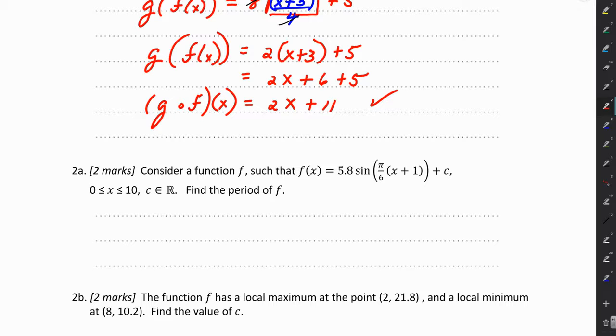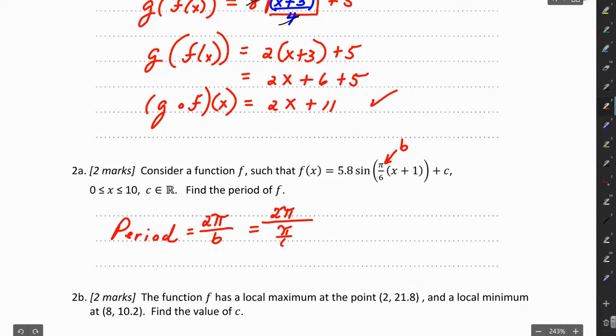Consider a function f, and we have the function, and we want to find the period. Well, we know that this is a sine function, and to find the period of the sine function, it's going to be 2 pi over b. The value right here is b, the value in front of the x or theta or whatever they're calling the angle for the function. So in this case, it's going to be 2 pi all divided by pi over 6. When we divide by a fraction, we multiply by the reciprocal. So the period of this function is 12.